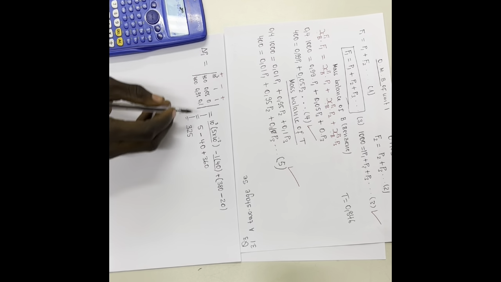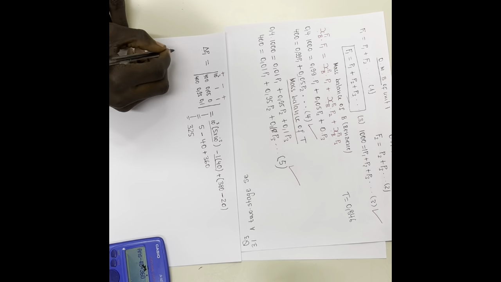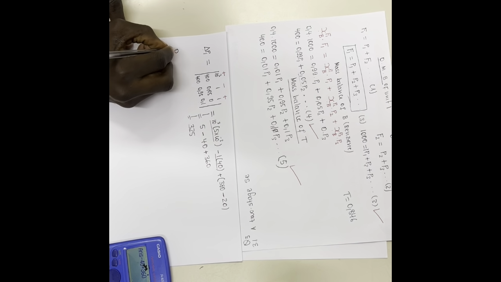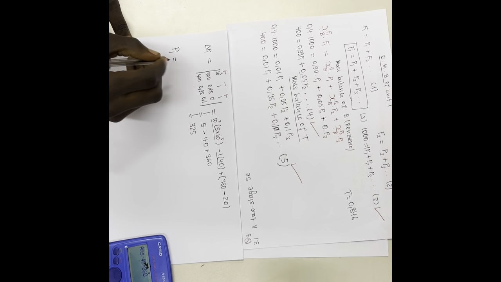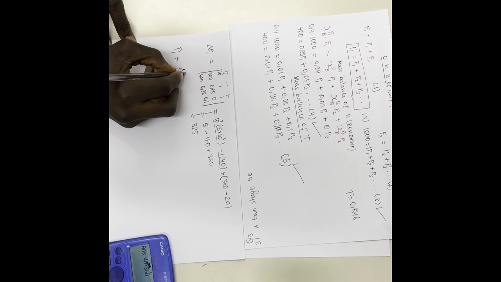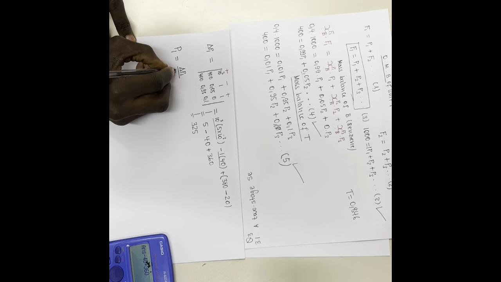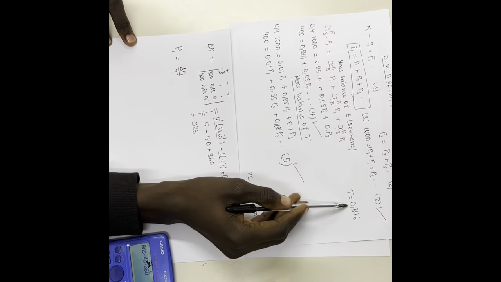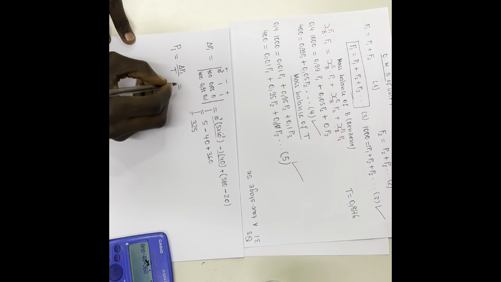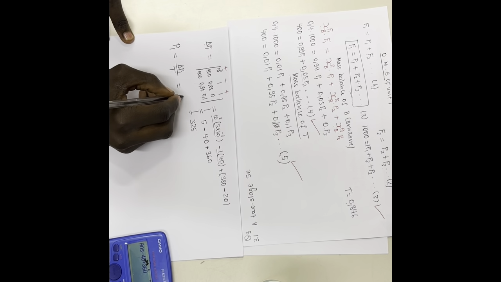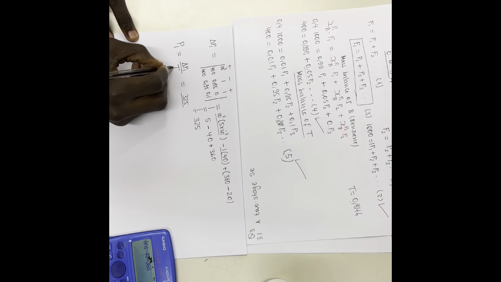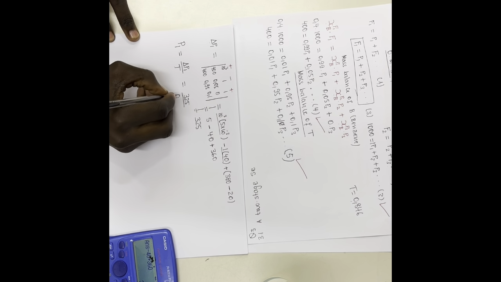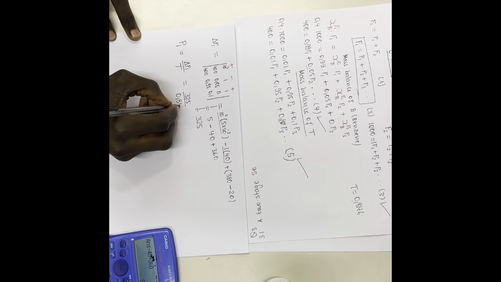This is delta P1. Now to find P1, the one we are looking for in the question, P1 is going to be delta P1 divided by T. The T is what? We said that value. So from here, delta P1 is 325, divided by this. What was that one? It was 0.846.